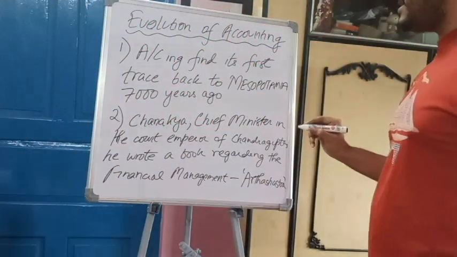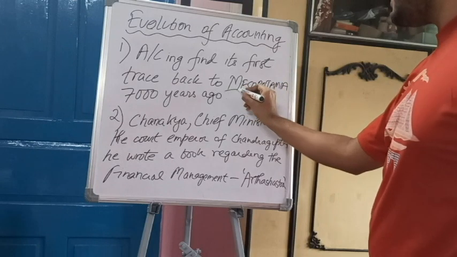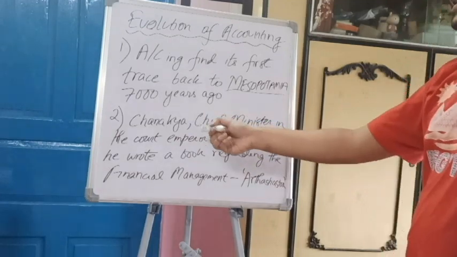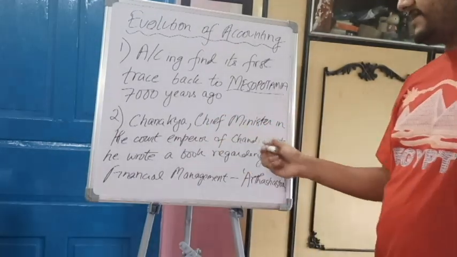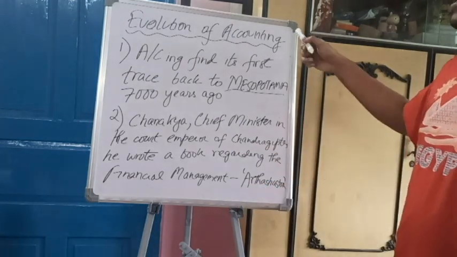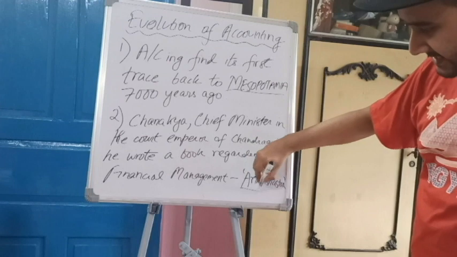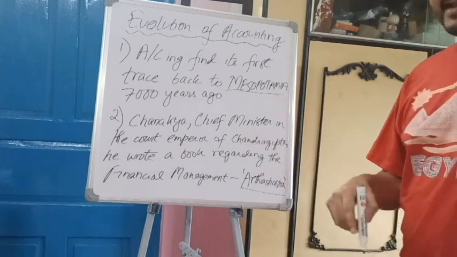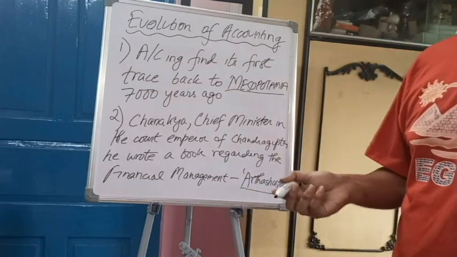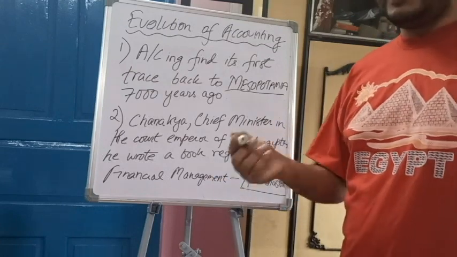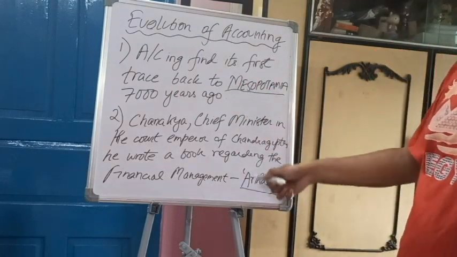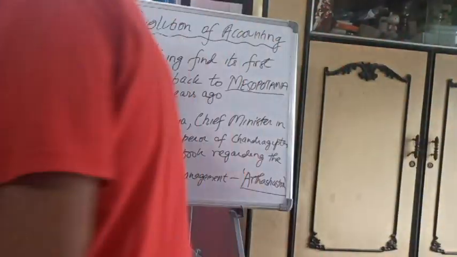These two things you must remember. First, it was found in Mesopotamia 7,000 years back, and in India it was founded by Chanakya, who was the chief minister in the court of Emperor Chandragupta. He wrote a book regarding financial management which had accounting in it, and that book is known as Arthashastra. It is very important for your MCQ exams, because nowadays MCQ exams are being held in November. So for that you must know at least these two names. Okay.